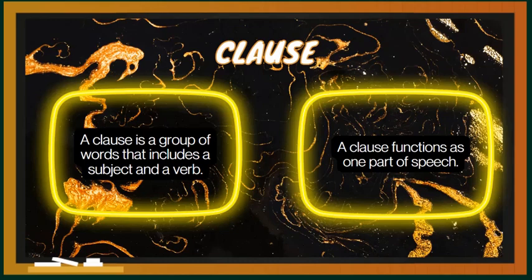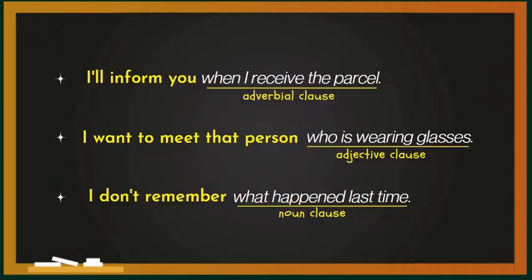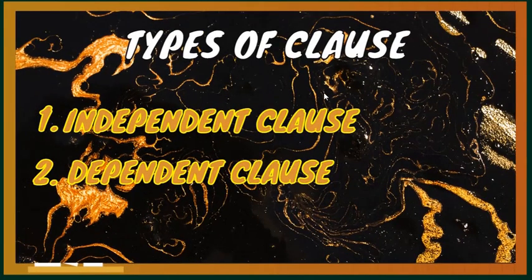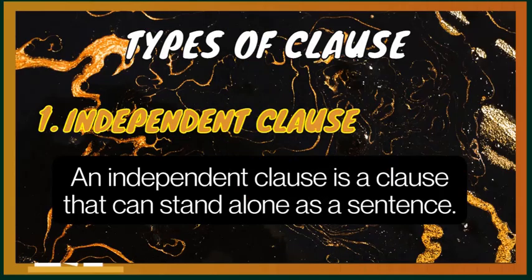Now, let's move on to our second question: what are the types of clauses? So, a clause can be an independent clause or it can be a dependent clause. Now, what does independent clause mean? An independent clause is a clause that can stand alone as a sentence.